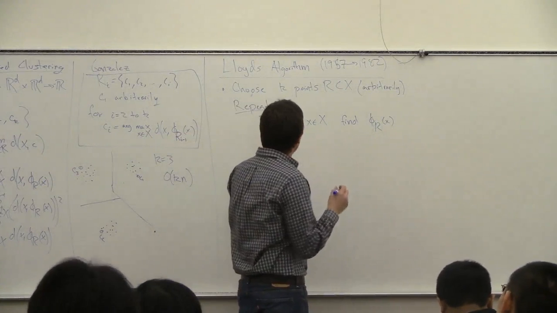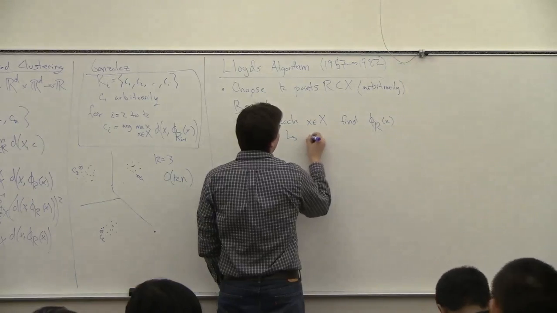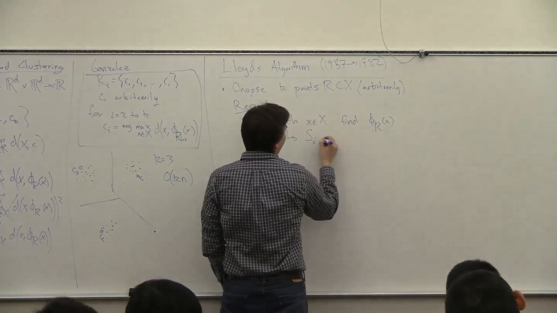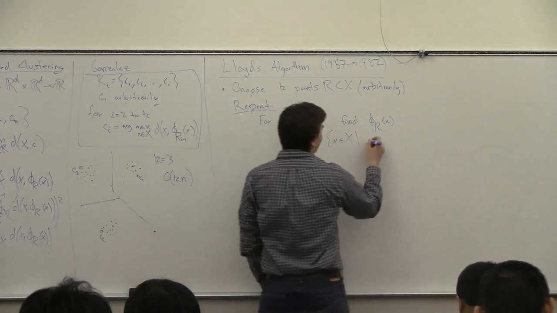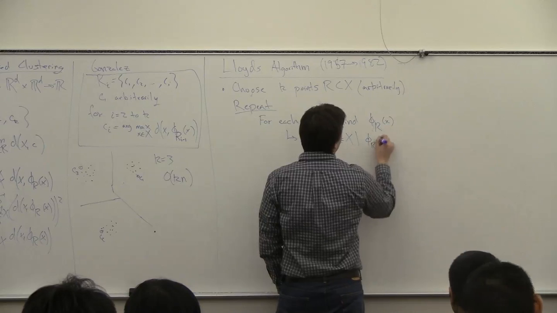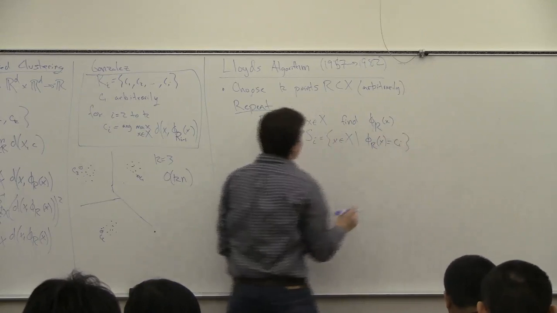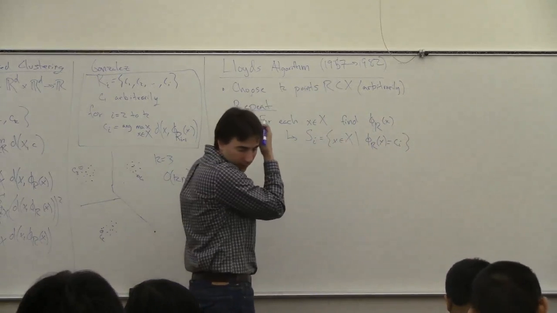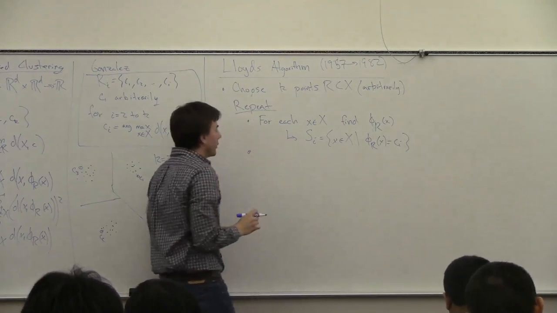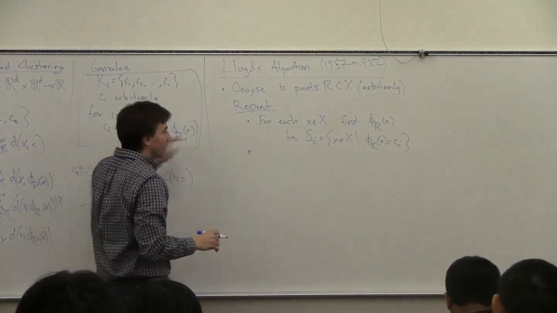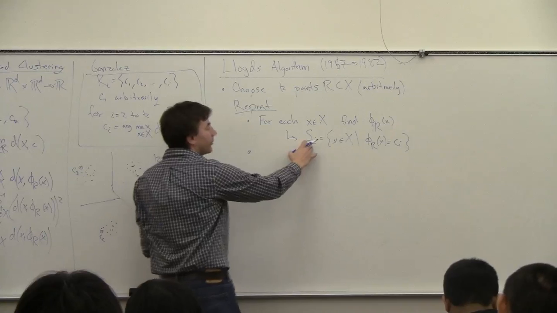And what you're going to do is find a set, let's say S_i, which is the x in the set X such that phi_R of x equals c_i. Right? If you're just thinking of this as a function, this part really doesn't do anything, but what you're doing is building up the set.